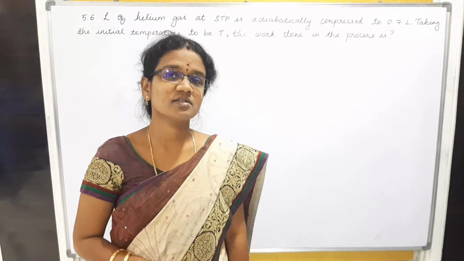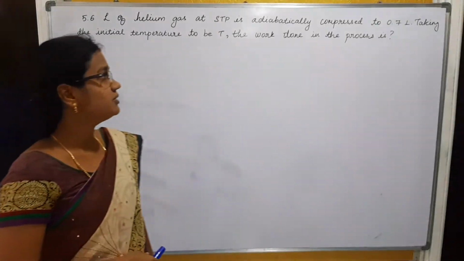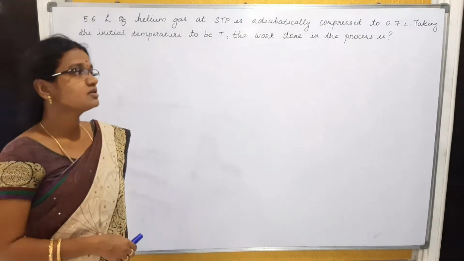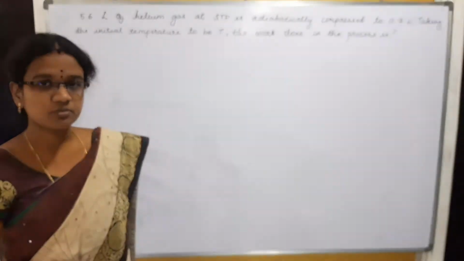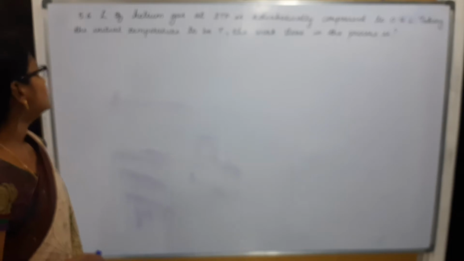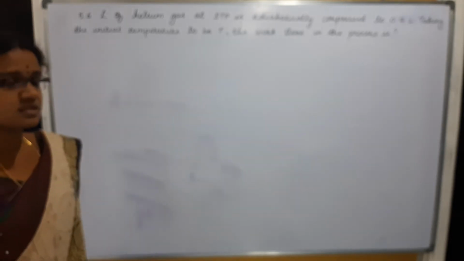Hi students, today we are going to see a problem for NEET in physics, which is in the lesson of thermodynamics. The problem: 5.6 liters of helium gas at STP is adiabatically compressed to 0.7 liters. Taking the initial temperature to be T, the work done in the process is.